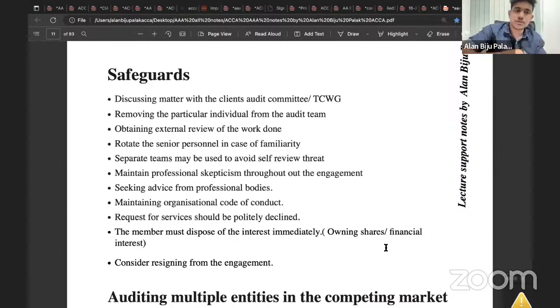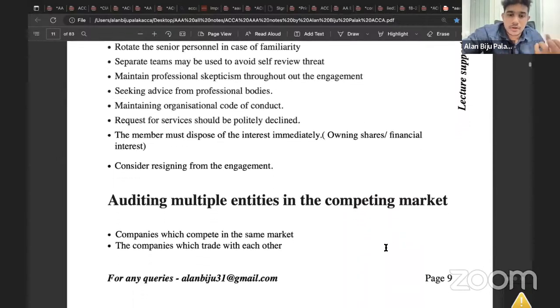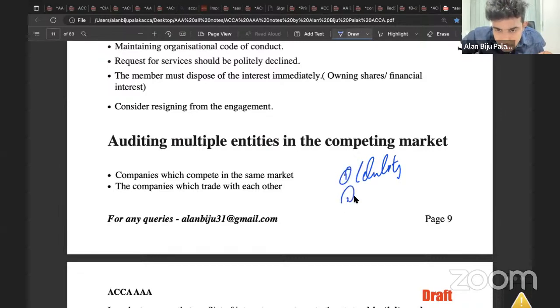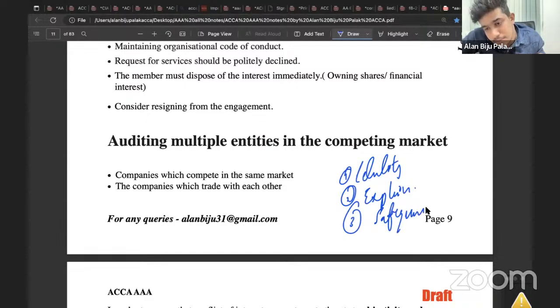Perfect. So this is what we need to consider as a safeguard. And everyone, while writing the answers, always keep it in mind. Whenever you write an ethics related issue, always identify the ethical threat from the scenario. Then you must explain how it becomes a particular ethical threat. And finally, you need to always provide a safeguard.